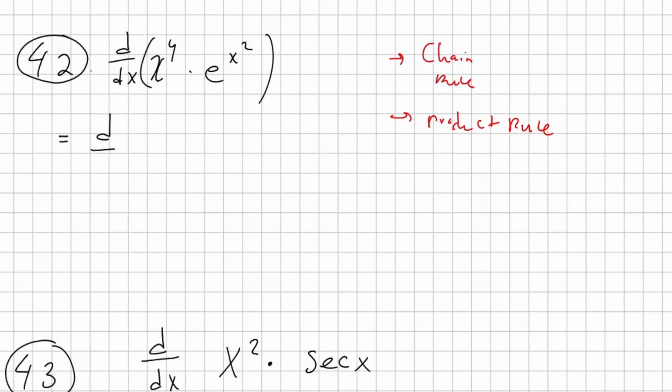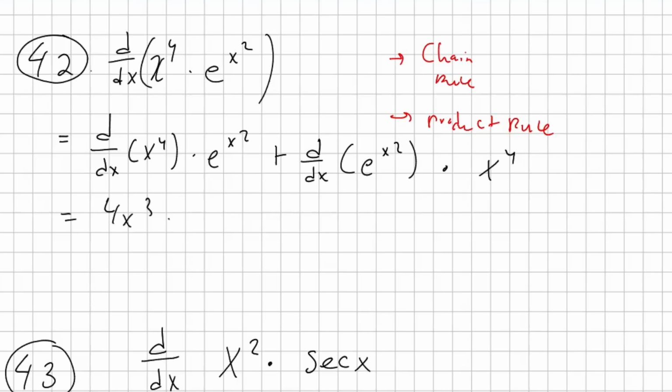What we're going to do is take the derivative d over dx of x to the 4th, times e to the x squared, plus the derivative d over dx of e to the x squared, multiplied by x to the 4th. The derivative of x to the 4th is simple. It's just 4x cubed times e to the x squared. Now for the derivative of e to the x squared, using chain rule, all you have to do is take the derivative of the exponent and bring it down. So it'll just be 2x e to the x squared times x to the 4th. So this should be what it is.